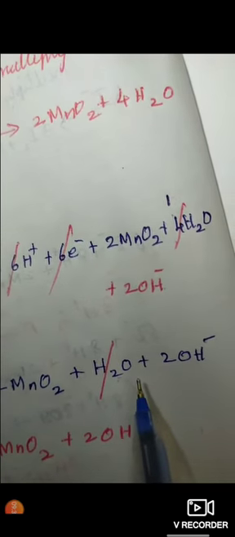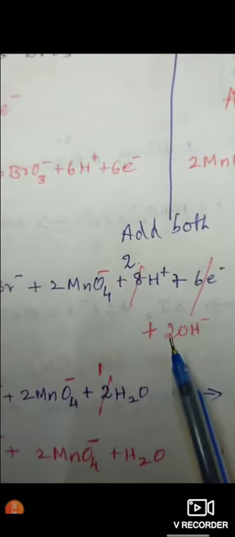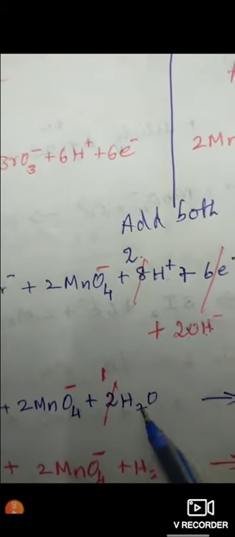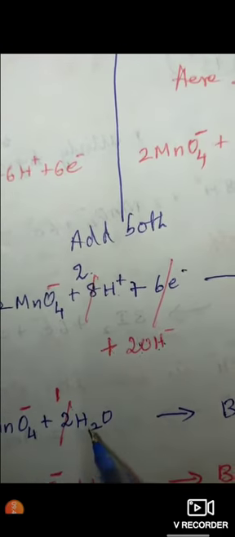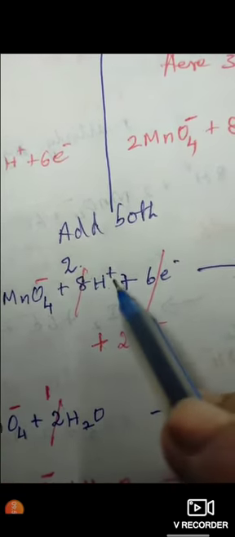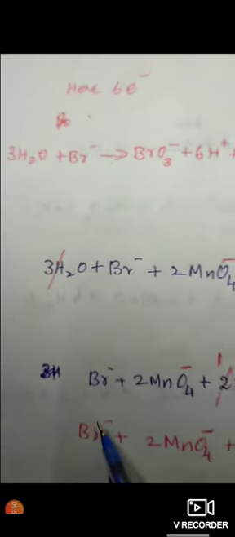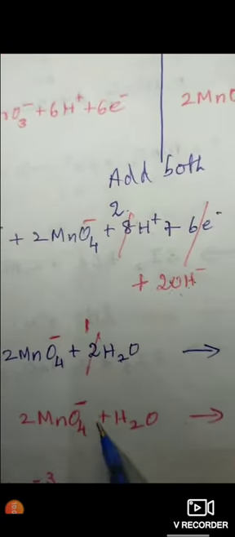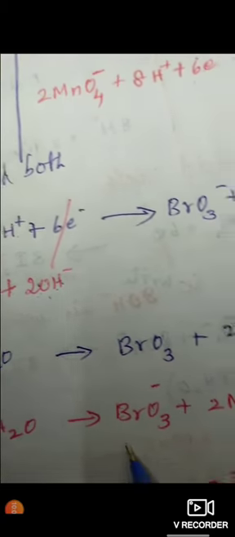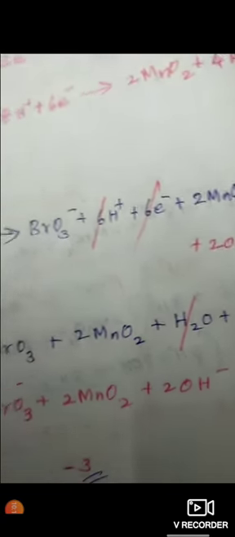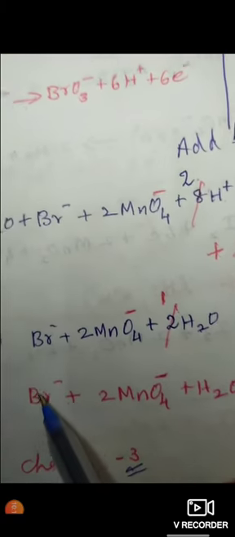BrO3 plus 2MnO2 plus H2O plus 2OH. This 2OH and this 2H will convert into H2O, so this H2O is formed from this hydrogen ion and OH minus ion. So BrO3 will get cancelled, 2OH. The final equation is Br minus, 2MnO4 minus, H2O gives BrO3 minus, 2MnO2 plus 2OH minus. Atoms are balanced.